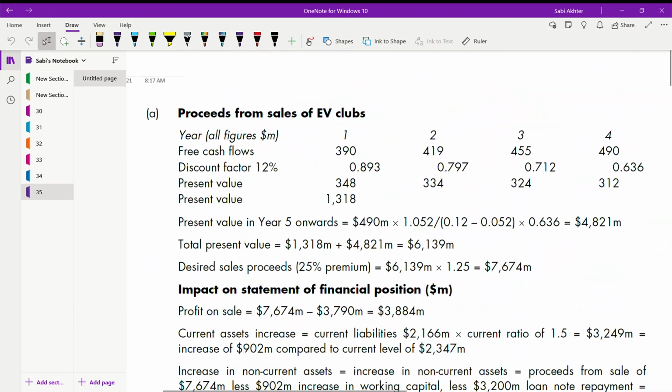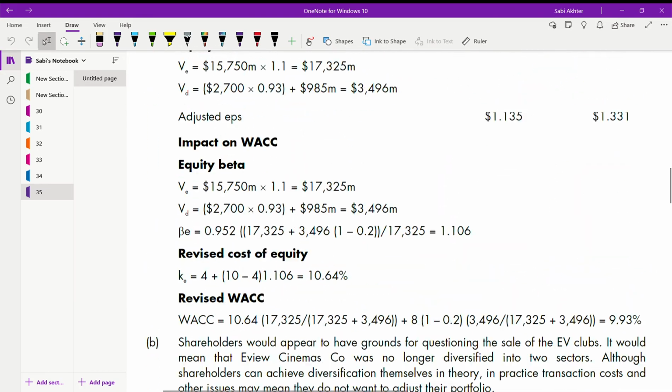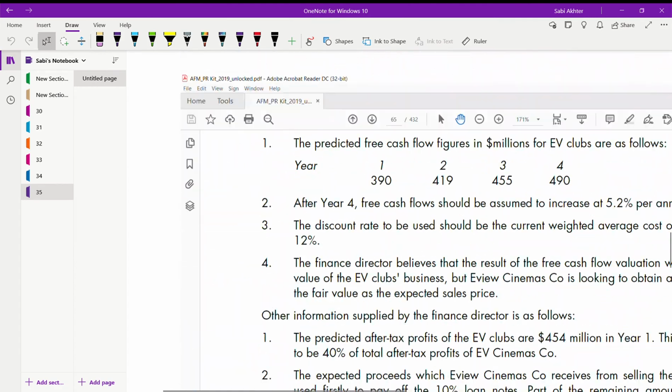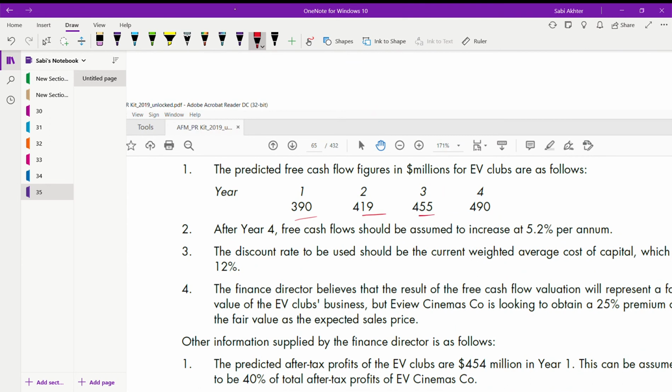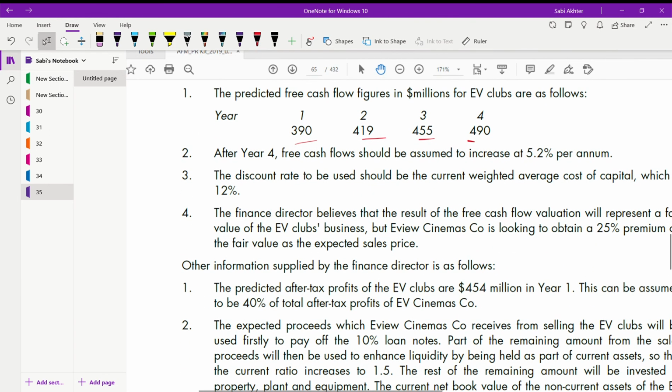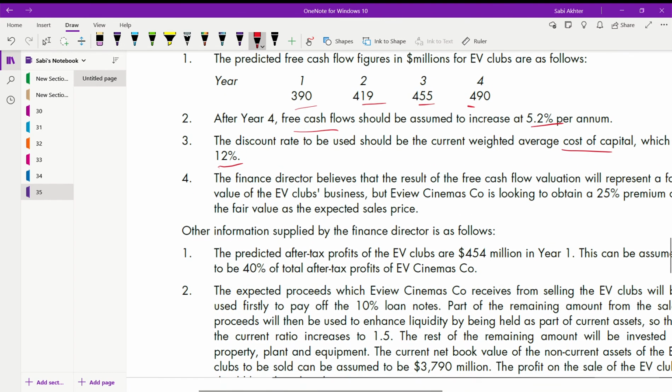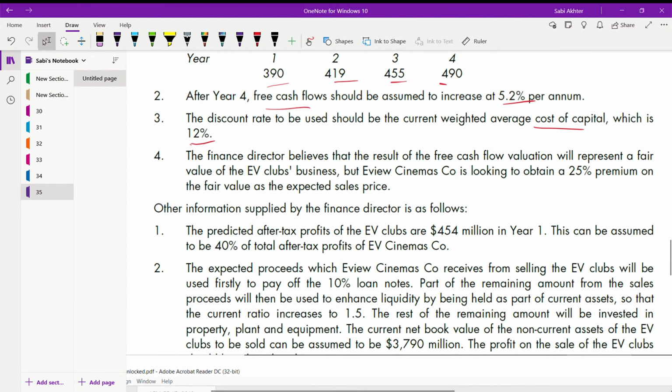So here, this is the answer. Let me take you to the question. So the question starts from here. As you can see, they have given the predicted cash flow. And when they are selling this club, what is the impact on the cash flow? They have given you the free cash flow. They have given you the rate of increase. And also they have given you the WACC as 12%. That shows that it is free cash flow to firm, not equity. But if they tell free cash flow to equity, they would have given you the cost of equity also.